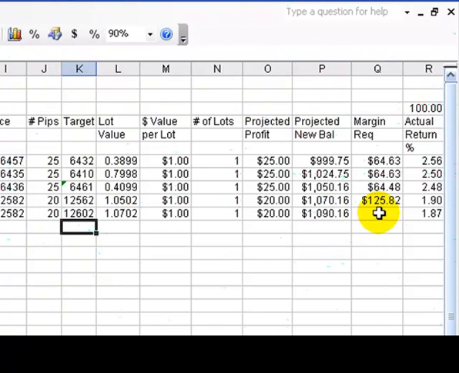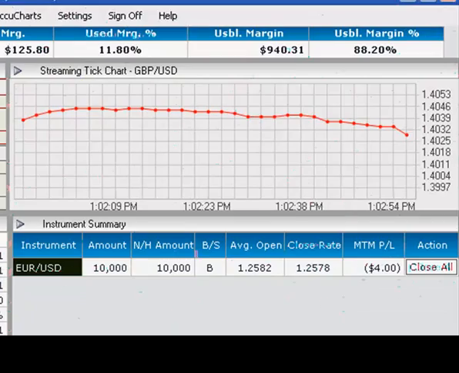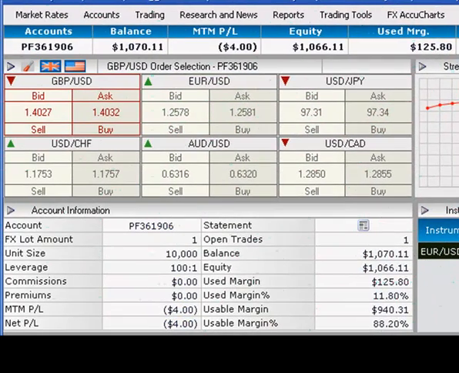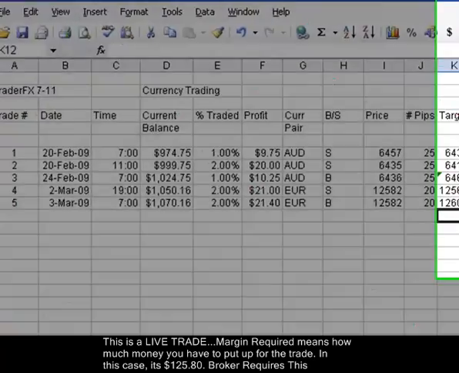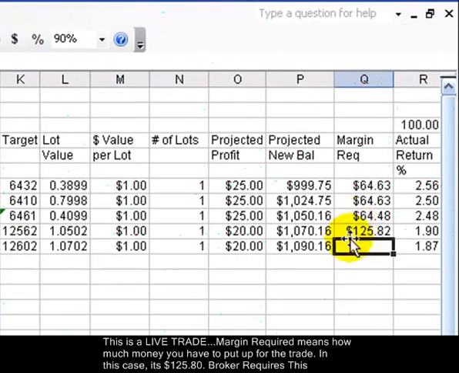The margin required for that trade, if I go back here to my trading station, the margin required is up here. Cost me $125.80, right, in that bracket. Let me put that in. Bit similar to that price of margin up there.